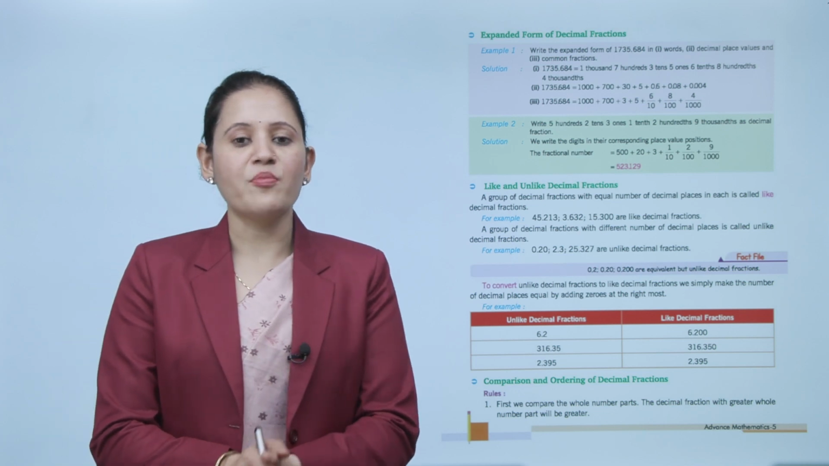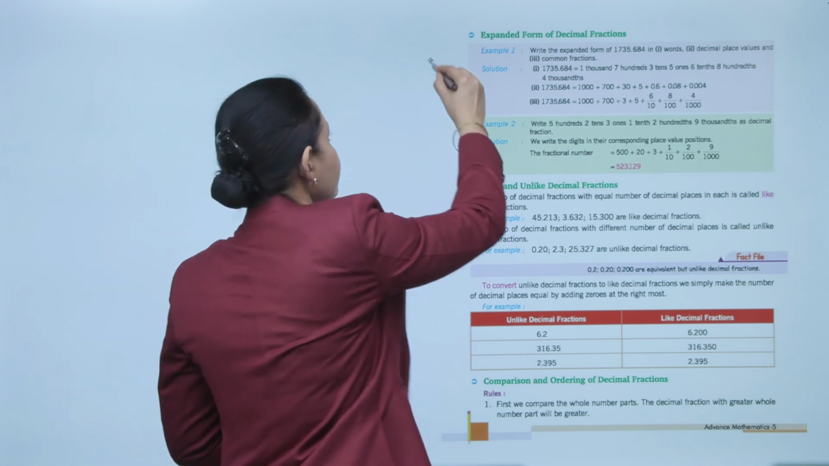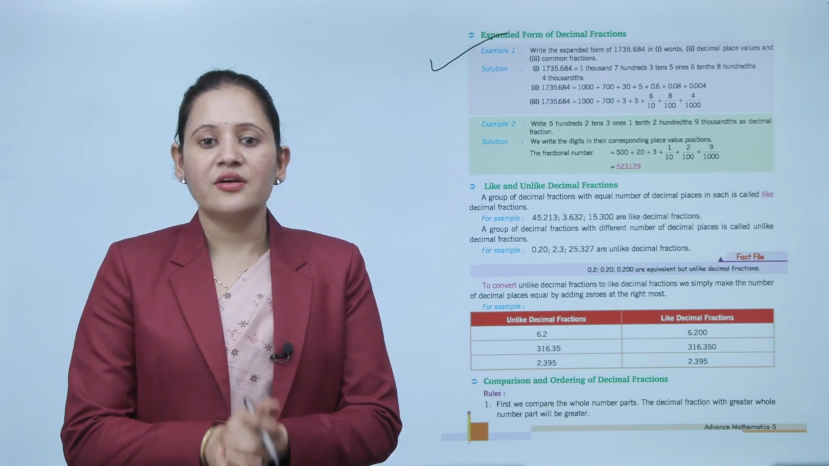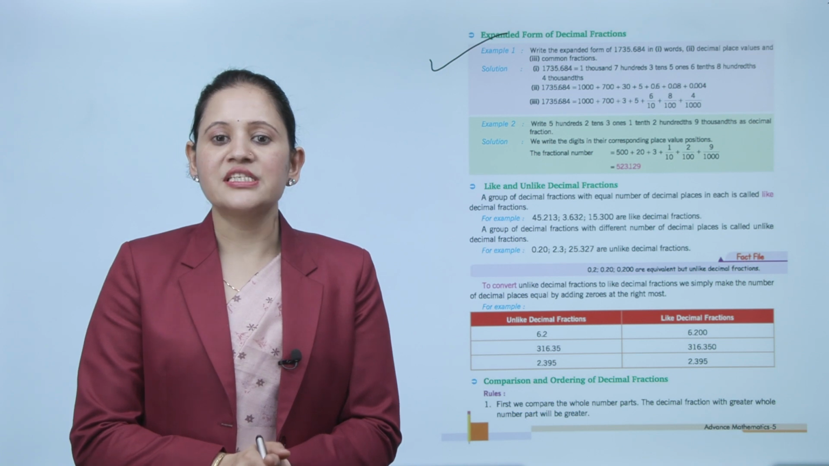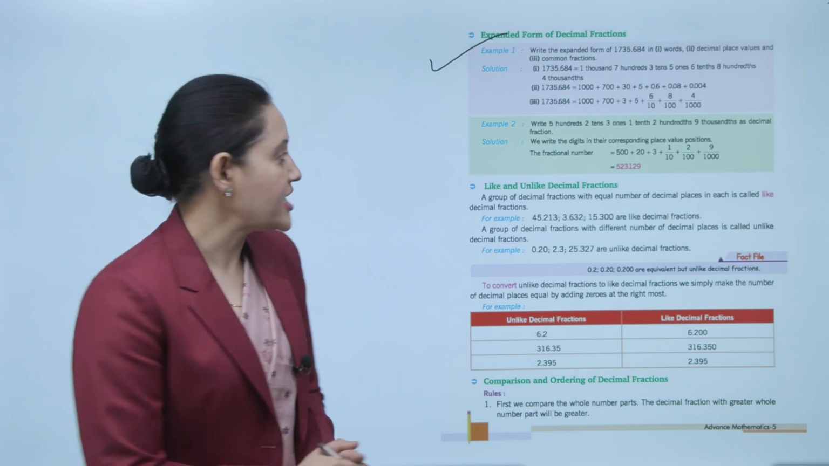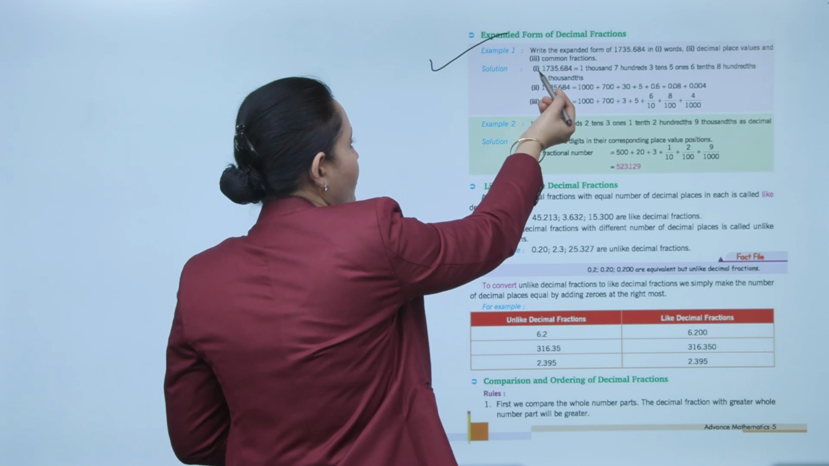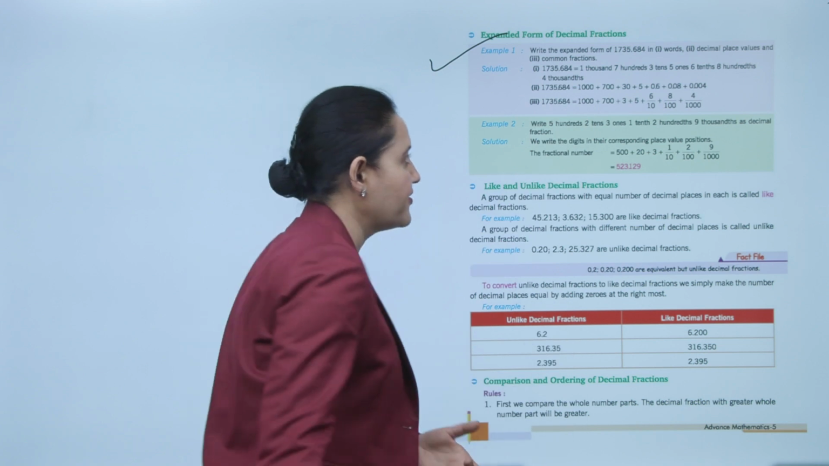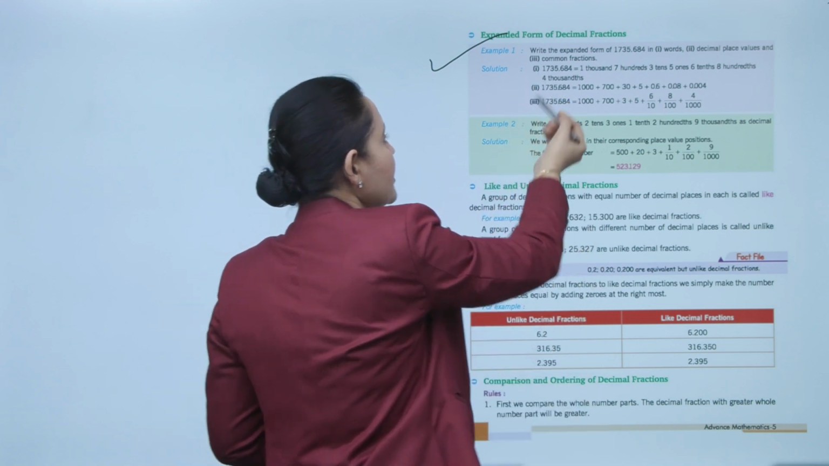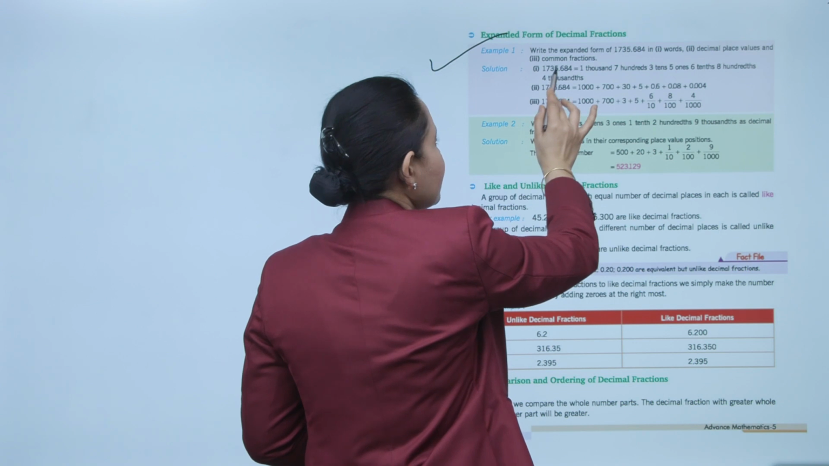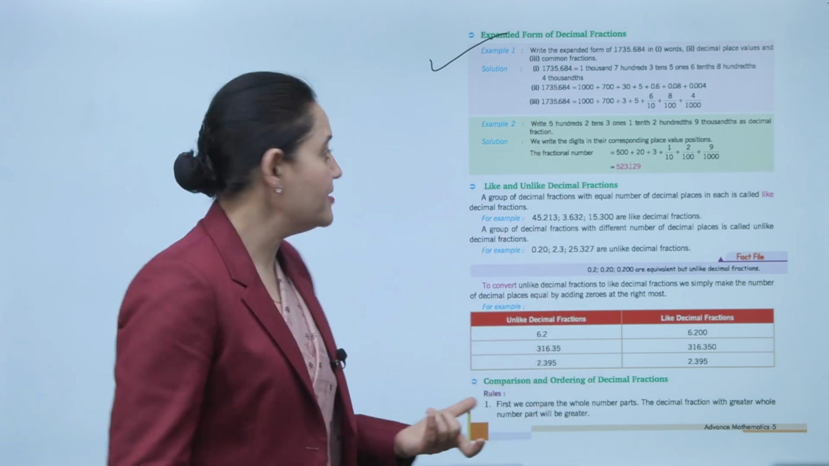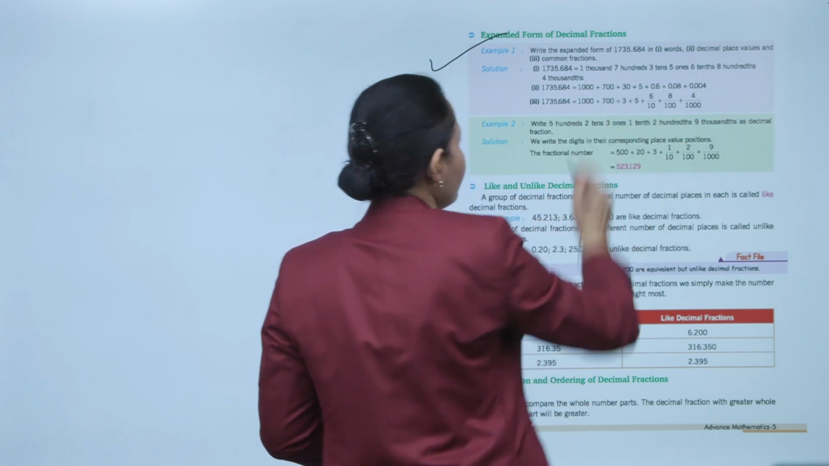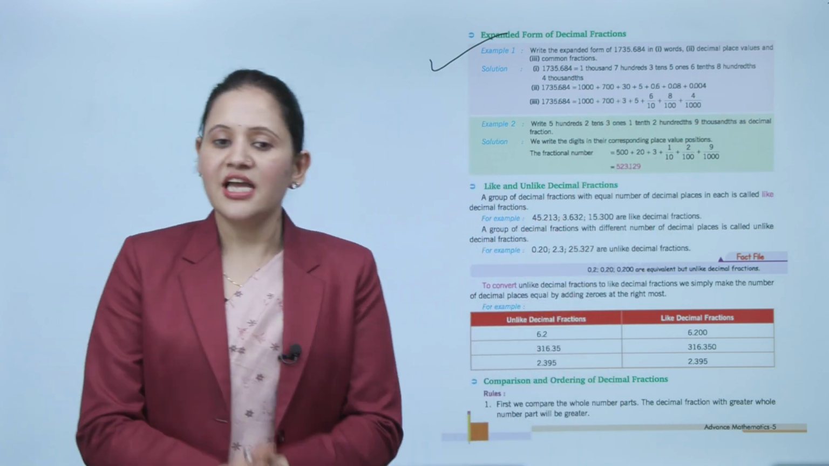Next is expanded form of decimal fraction. Write the expanded form of 1735.684. So, expanded form: in the 1000s position 1, 7 hundreds, 3 tens and 5 ones, and after the decimal, first digit 6, so 6 tenths, 8 hundredths and 4 thousandths. Like this, we'll write the expanded form.